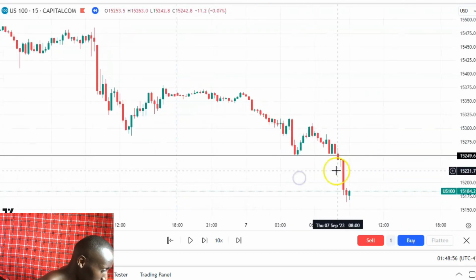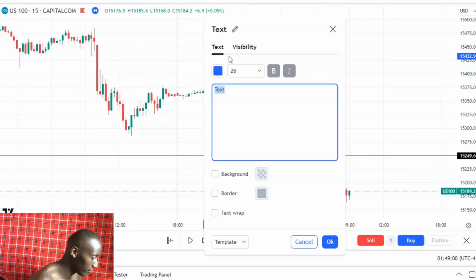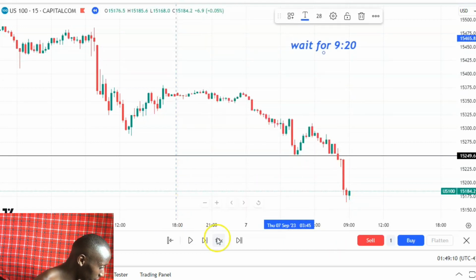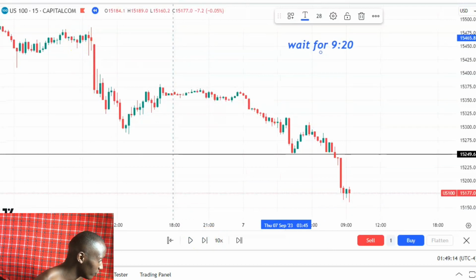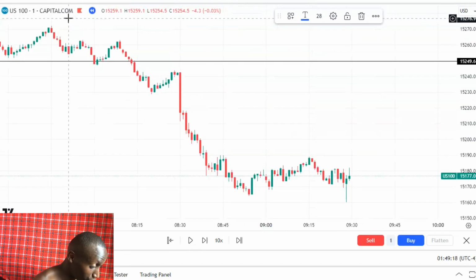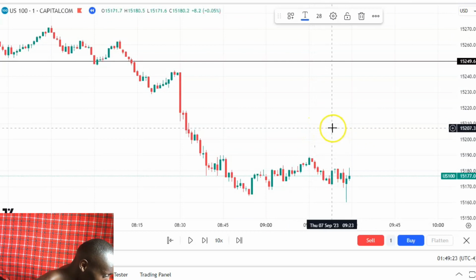So what happens? The first step is wait for 9:20. So we will just let the market move one more candle on the 15-minute time frame before switching to the 1 minute time frame, because we are waiting for 9:20, and yeah, we have 9:20 here.